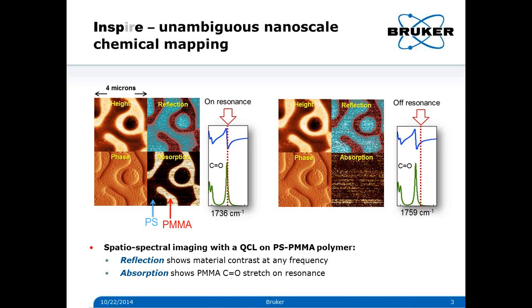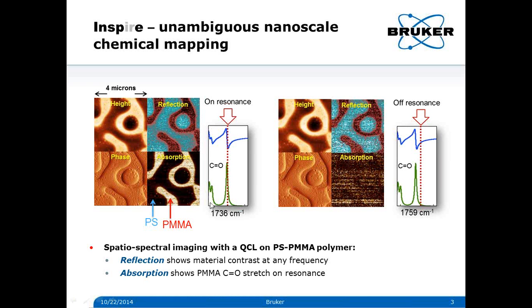So here, I want to emphasize the unambiguous nanoscale chemical mapping that we can perform with our instrument. You see a 4-micron image here, and you have the AFM channels that you normally have, like height and phase, and you can already distinguish polystyrene and PMMA here. But you also get 2 additional channels with the Inspire, which is the reflection channel and the absorption channel.